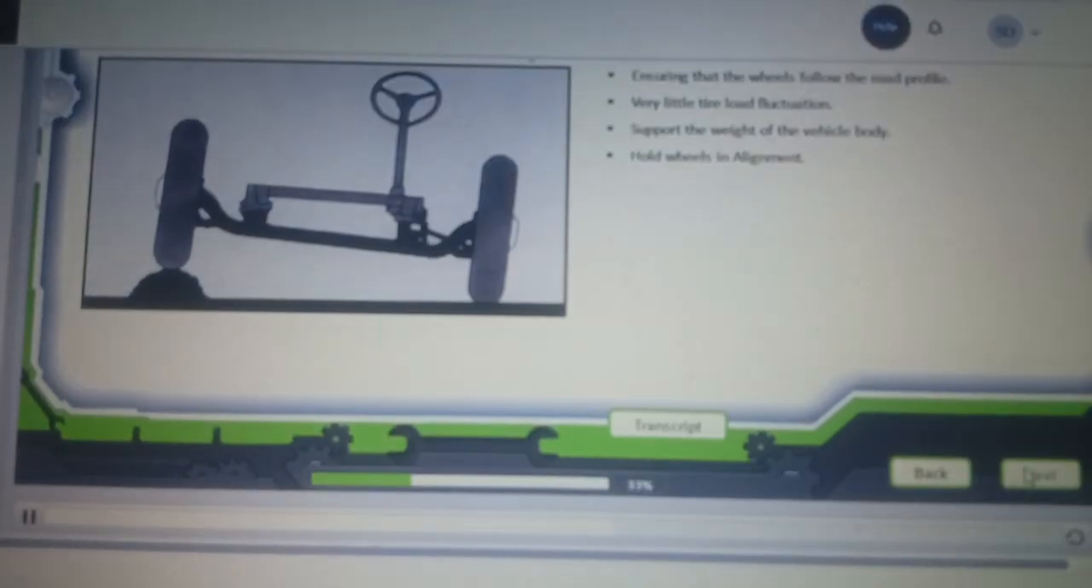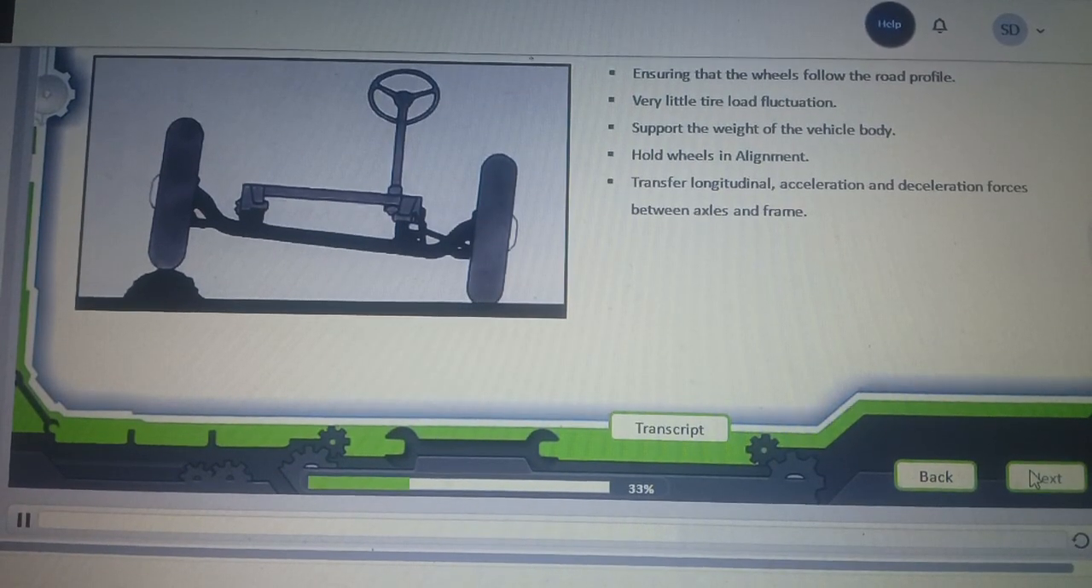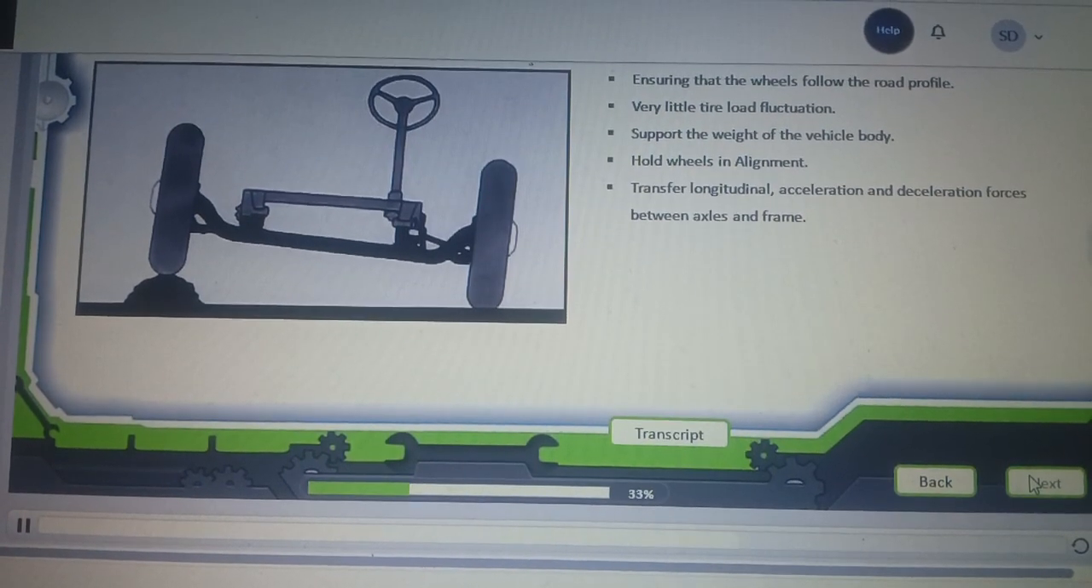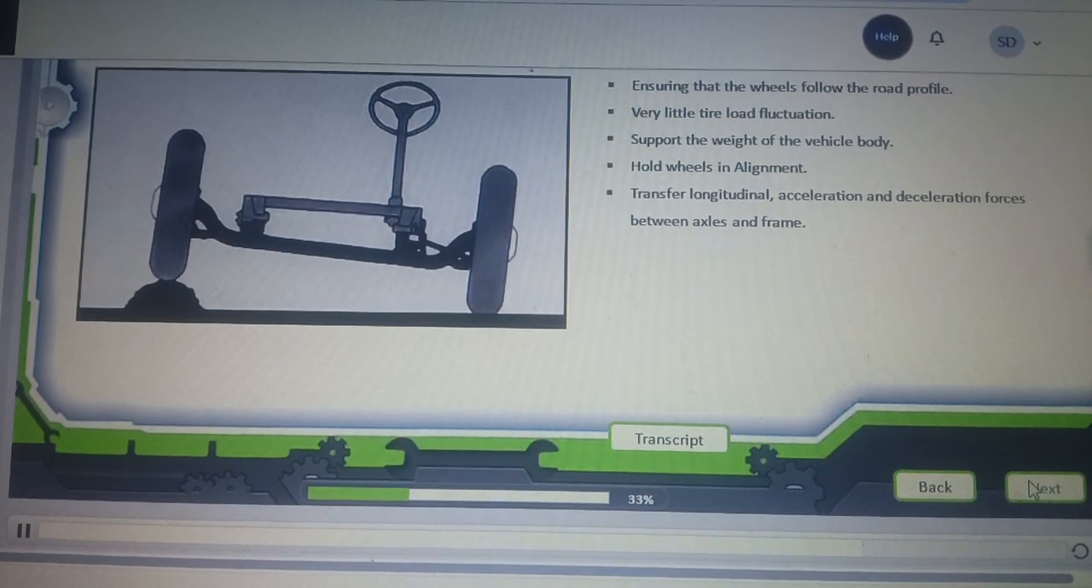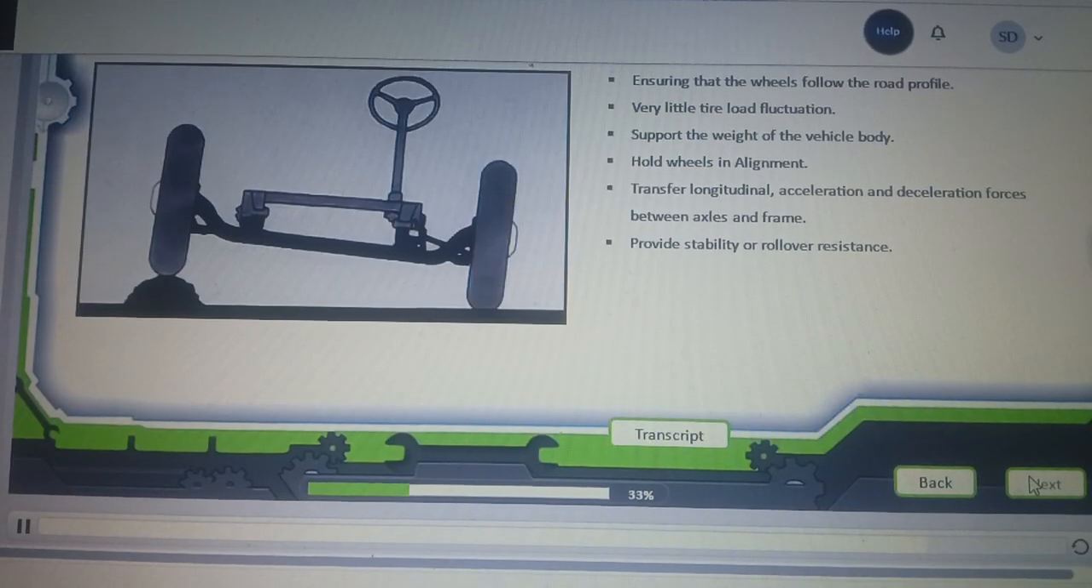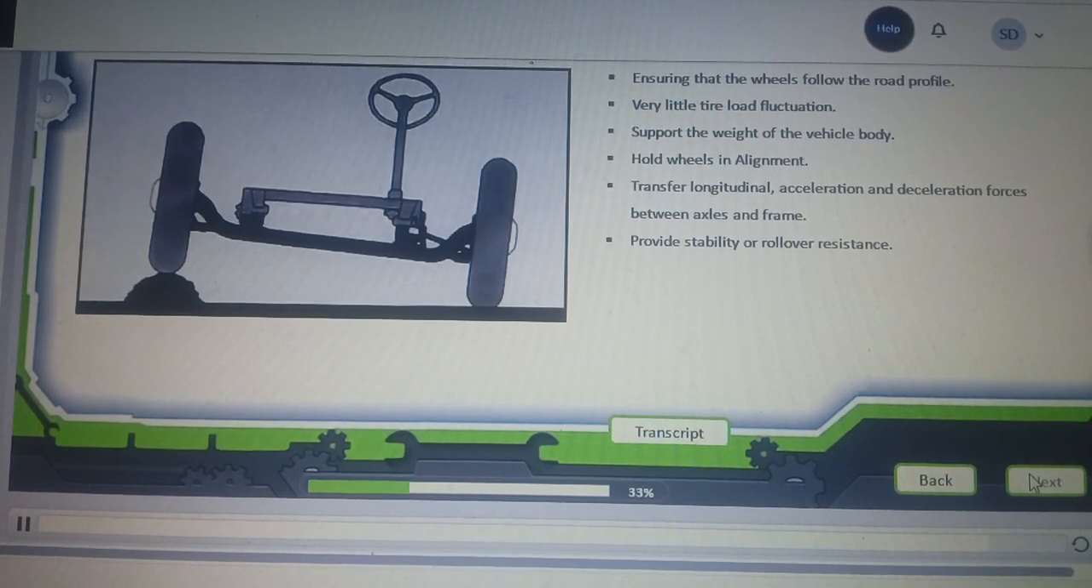Hold wheels in alignment. Transfer longitudinal acceleration and deceleration forces between axles and frame. Provide stability or rollover resistance. Click on picture to know more.